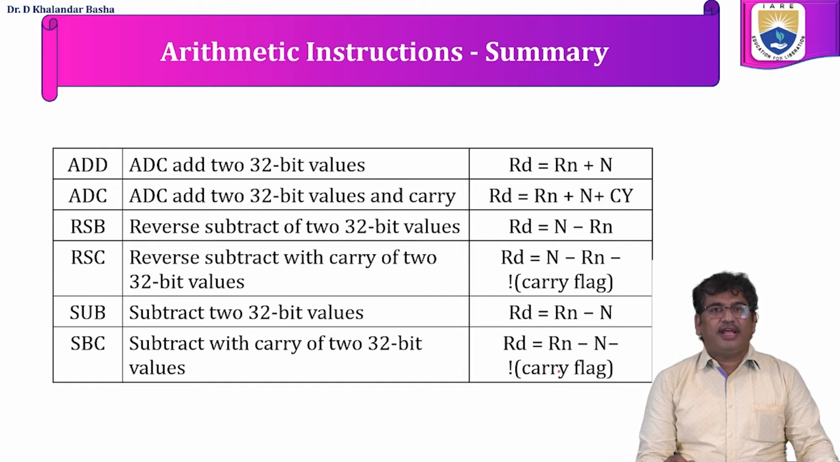RSC, reverse subtraction with carry of two 32-bit values. The output is written to Rd, which is equivalent to N minus Rn minus the complemented carry flag. SUB, subtract two 32-bit values, that is Rd is equivalent to Rn minus N. SBC, that is subtract with carry of two 32-bit values, so Rd is equivalent to Rn minus N minus the complemented carry flag.